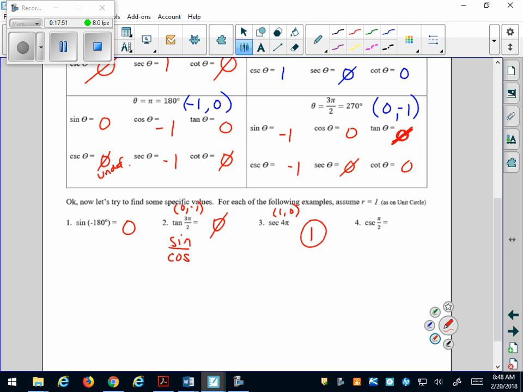And then cosecant of pi over 2. Again, pi over 2 is at the 90 degrees. So that's over 0 up 1. Cosecant is 1 over sine. The sine in this case is 1. So 1 over 1 is just 1.